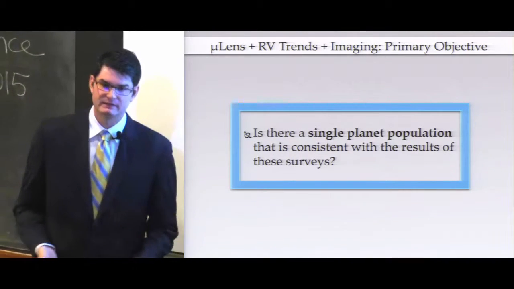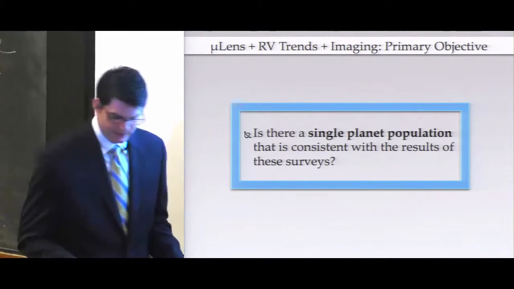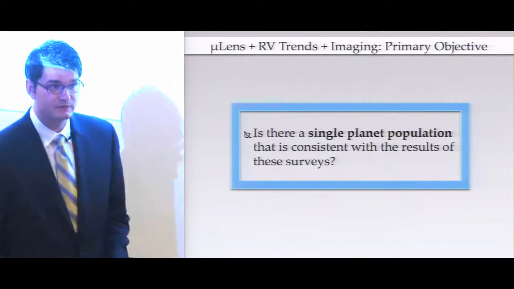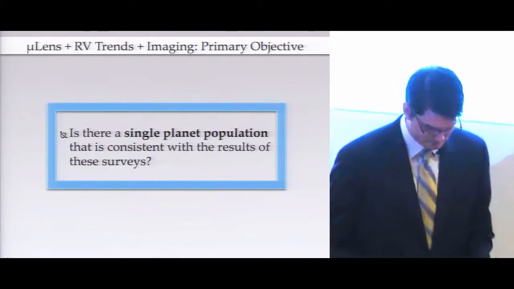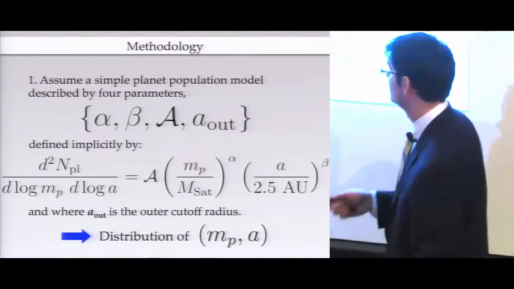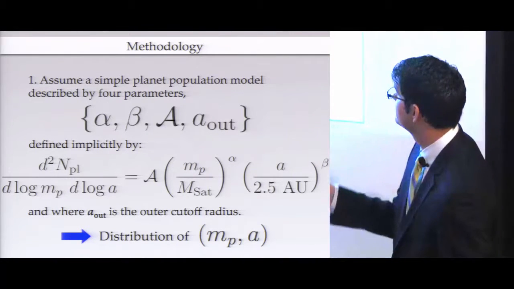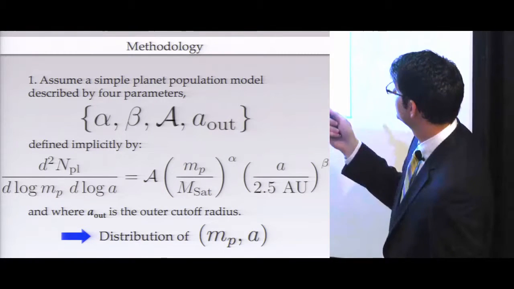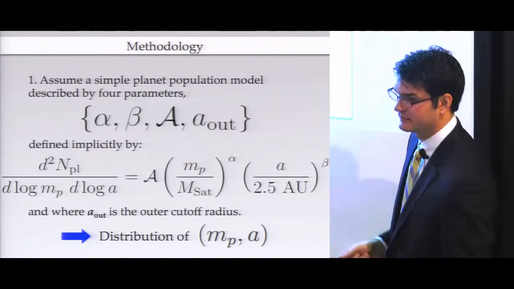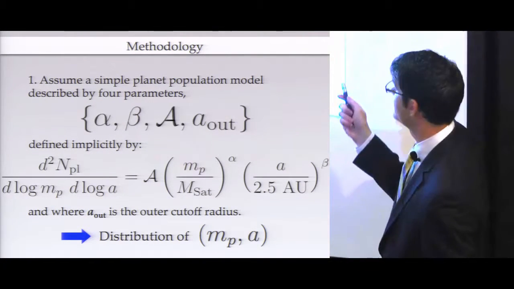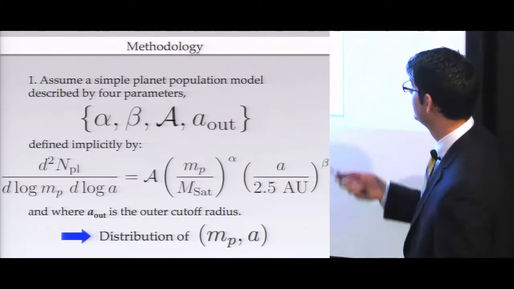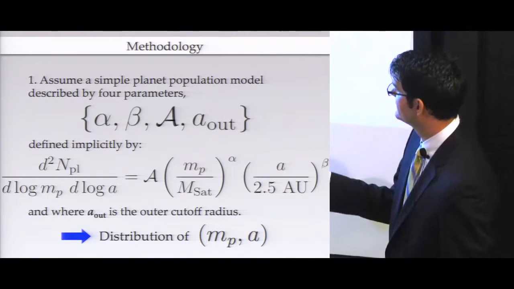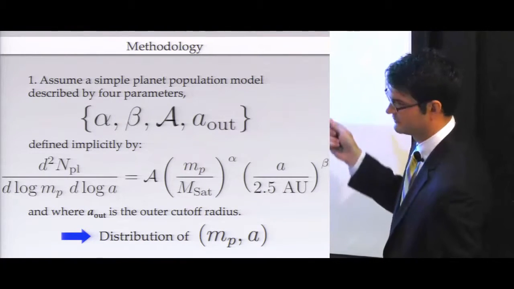So the primary objective of this study is to ask and to answer the question, is there a single planet population that is consistent with the results of each of these surveys? And so to tackle this problem, we start out by assuming a distribution function here that is described implicitly by 4 free parameters. So we have the slope of the mass distribution function alpha, the slope of the semi-major axis distribution function beta, the normalization of the function, and finally an outer cutoff radius for the semi-major axis distribution.